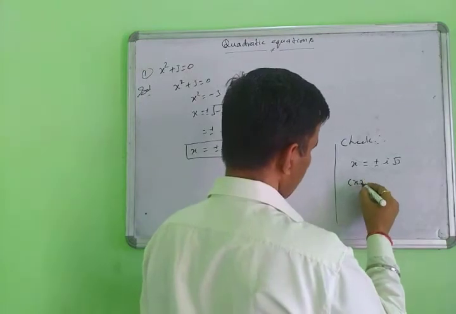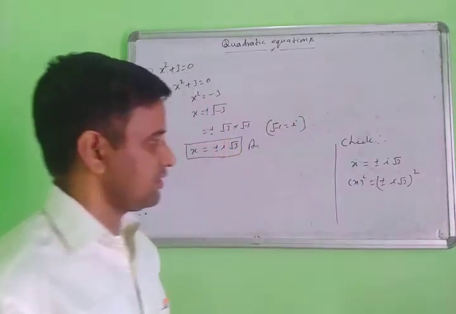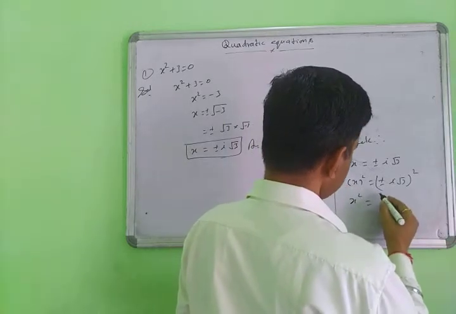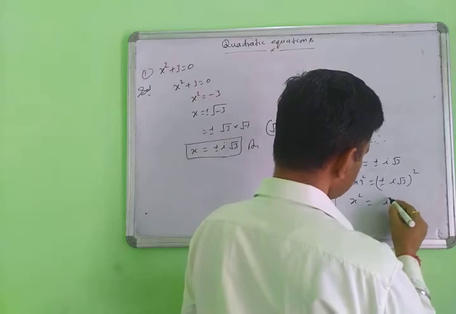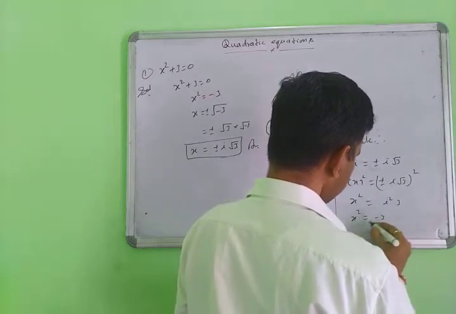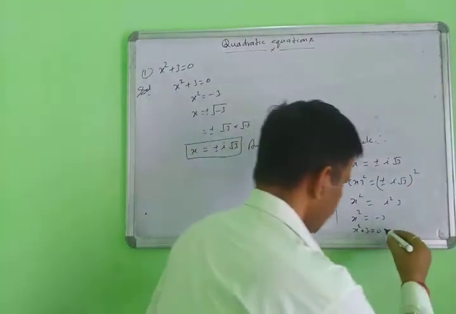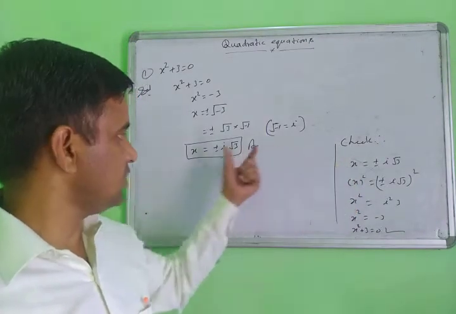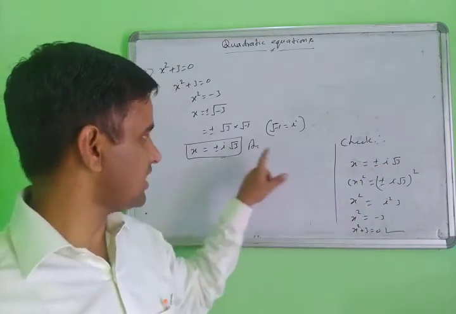Squaring both sides, x square equals plus minus iota root 3, whole square. Then the left side becomes x square, and the right side becomes iota square times root 3 square, which is 3. Iota square equals minus 1, so x square equals minus 3, and transposing, x square plus 3 equal to 0. This means this answer is correct. When you square both sides, you get the original equation, which means your answer is correct.